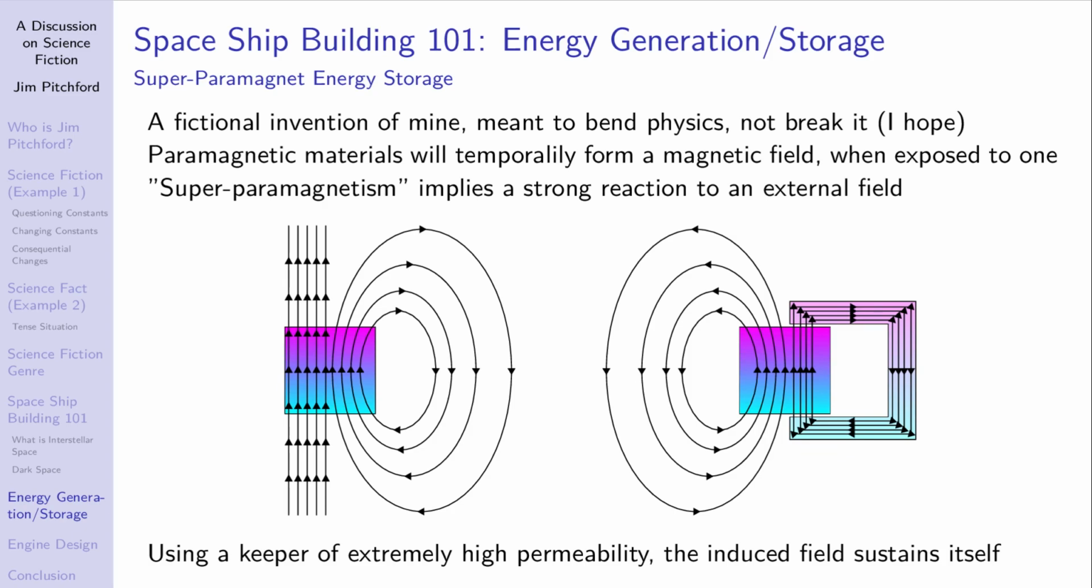Well, in this case, the geometry is kind of changed, where the keeper is more so shaped like the horseshoe, and the paramagnet material is a simple bar, or in this case, a square. So because the magnetic field is going through the keeper, it's like feeding back into the paramagnet to actually store and protect the temporary field for an indefinite length of time.